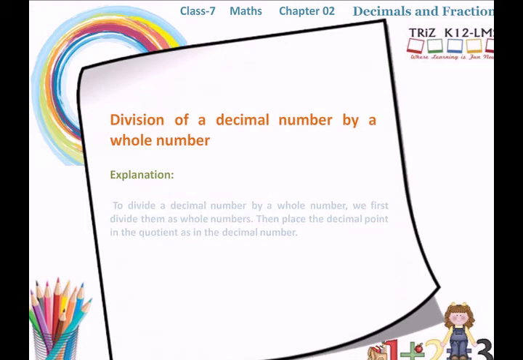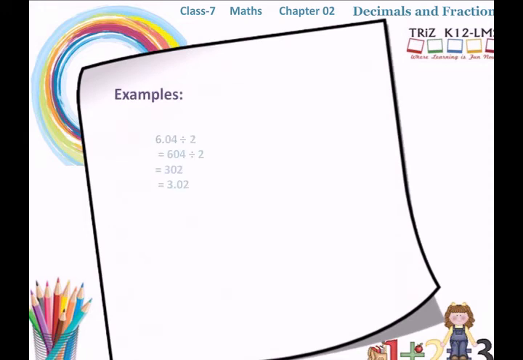Explanation: to divide a decimal number by a whole number, we first divide them as whole numbers. Then place the decimal point in the quotient as in the decimal number. Examples: 6.04 divided by 2 is equal to 604 divided by 2 is equal to 302 is equal to 3.02. 9.03 divided by 3 is equal to 903 divided by 3 is equal to 301 is equal to 3.01.